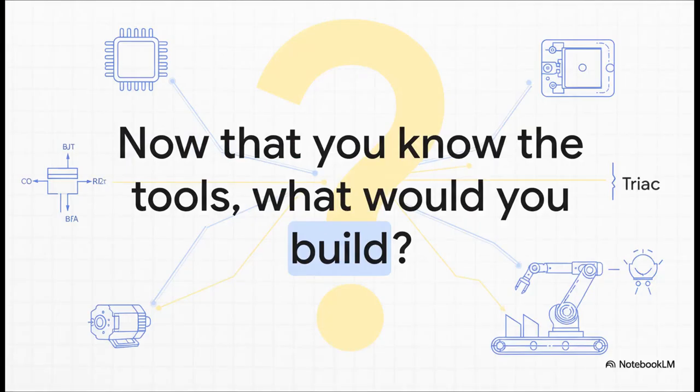So there you have it. These components, transistors, relays, motors, triacs, they aren't just parts on a circuit board. They are the essential bridges that connect the digital world of code to the physical world of action. They are what allow a bunch of ones and zeros to actually make something happen. So I'll just leave you with this one question. Now that you know the tools, what would you build?